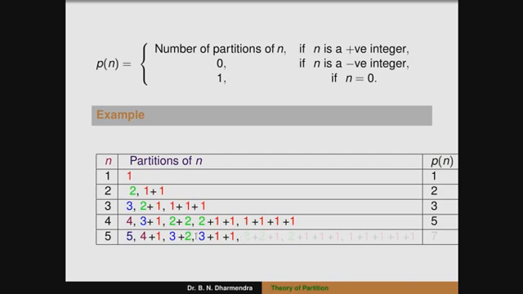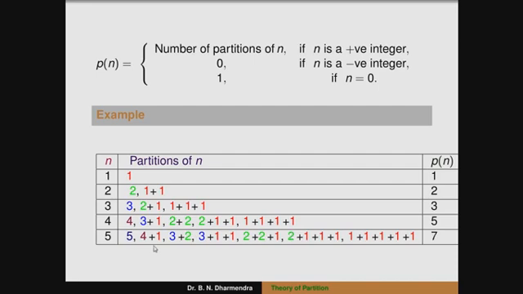Again, the next partition of 3 is 2 plus 2 plus 1. You can observe here. Again the next one, the partition of 2, is 1 plus 1, that is 2 plus 1 plus 1 plus 1. Again this partition of 2 is 1 plus 1 plus 1. So overall, the number of partitions of 5 is 7.